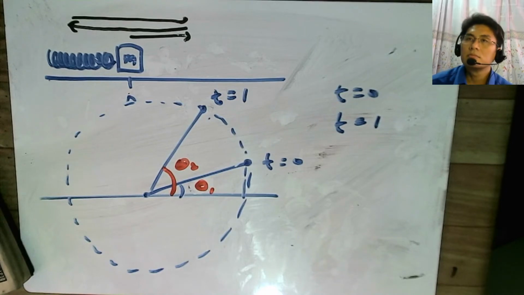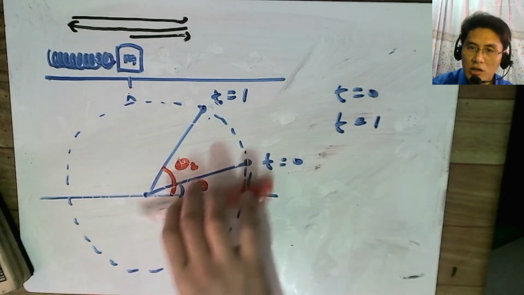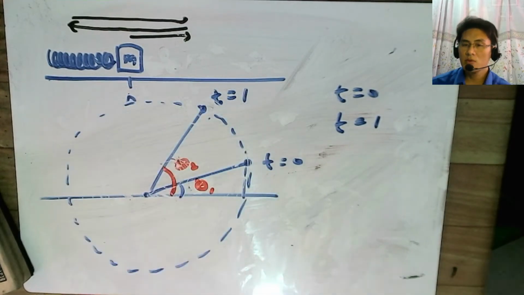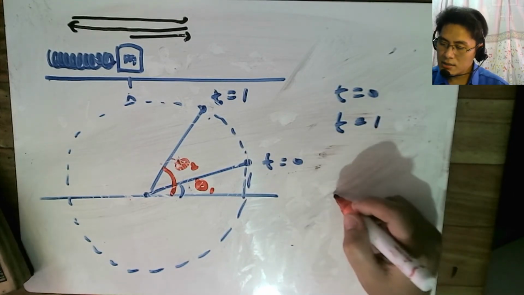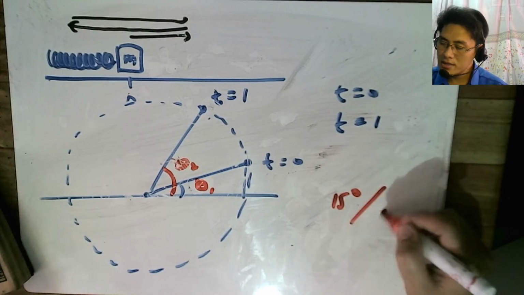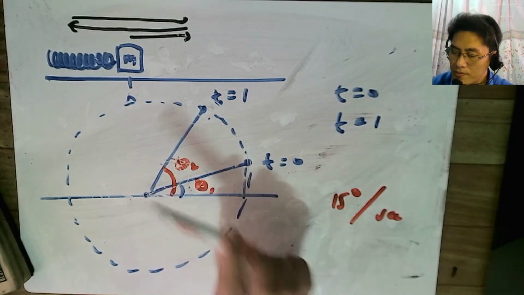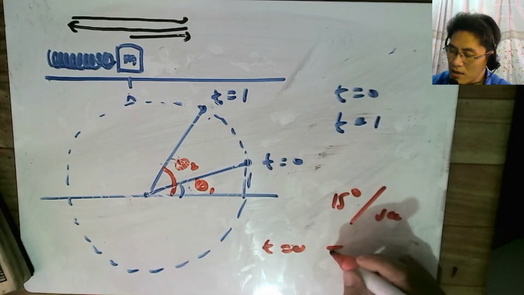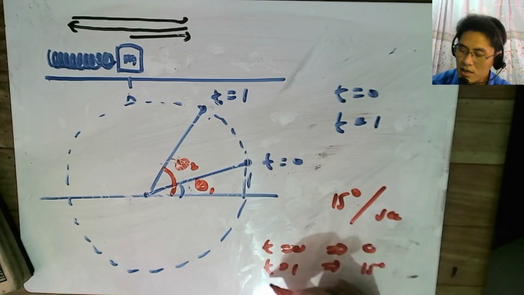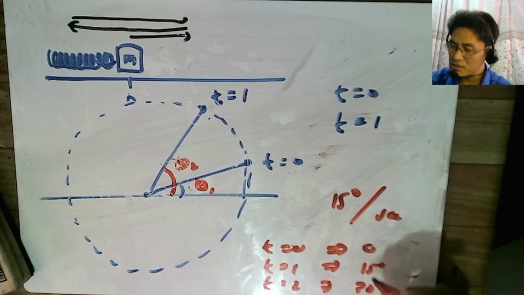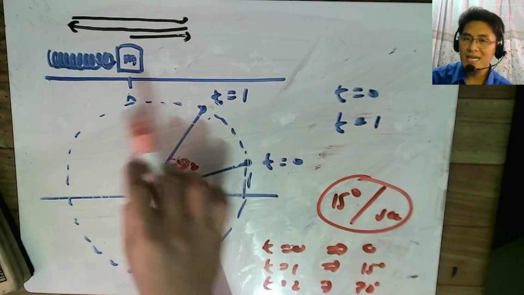So, another thing to consider, therefore, is how fast this circular motion happens. So how fast is it going? Because, for example, if the speed is 15 degrees per second, then at time 0, if the angle is 0, then at time 1 second, the angle will be 15 degrees. At time 2 seconds, the angle would be 30 degrees. That's what is meant by 15 degrees per second. That's the speed of rotation.